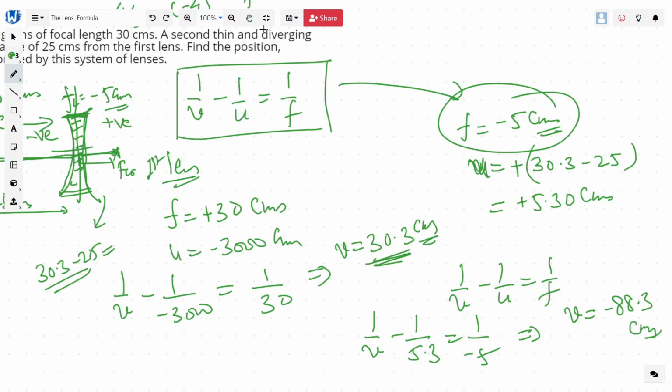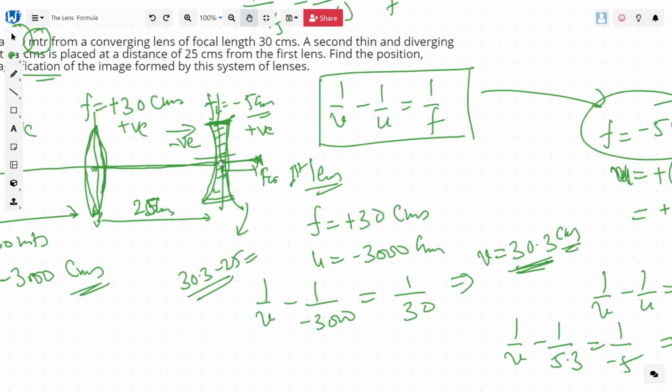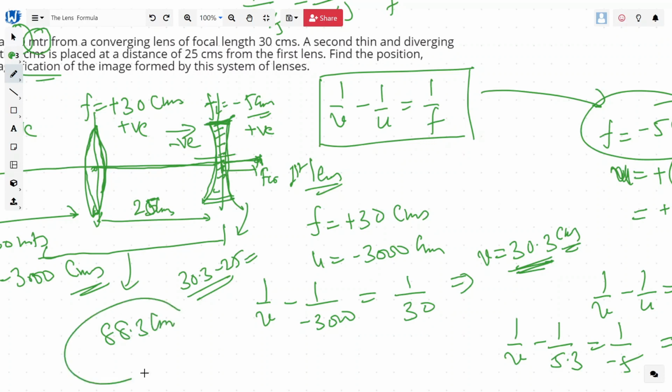Now we got a negative number and 88.3 centimeters from this position, right? Because that is our coordinate for the second lens. So roughly in this direction, about 88.3 centimeter, the final image will be formed. And because on the left hand side, the image is going to be a virtual image, right? Now let's find the magnification.